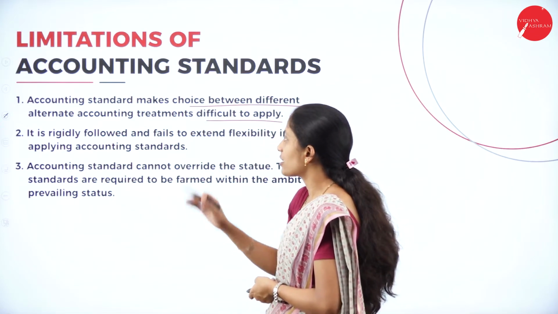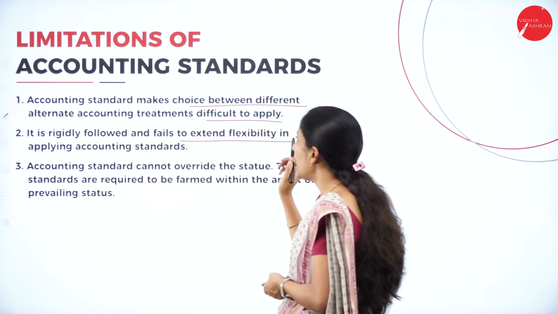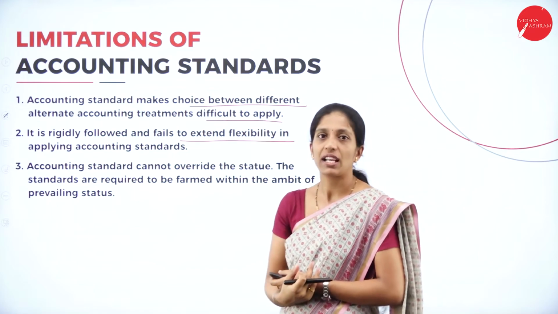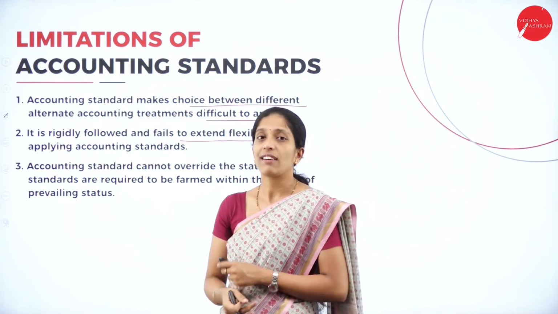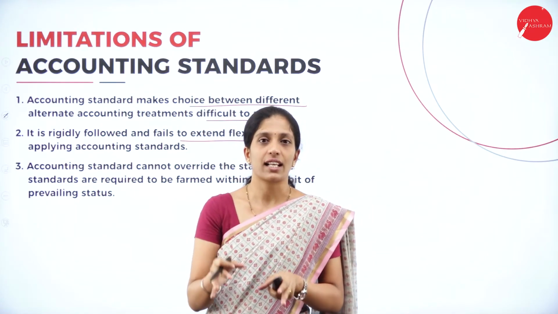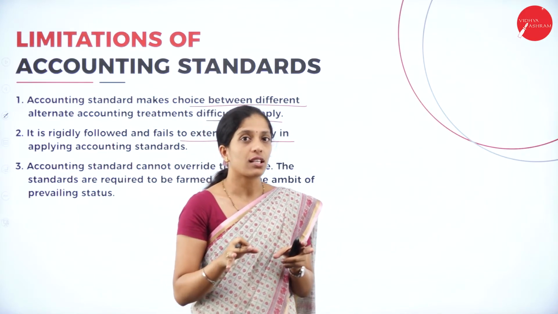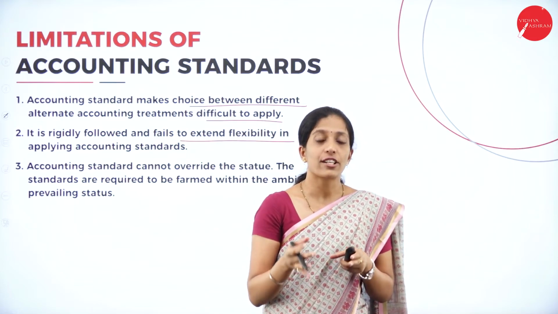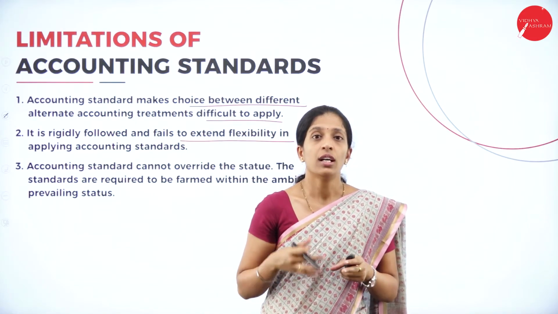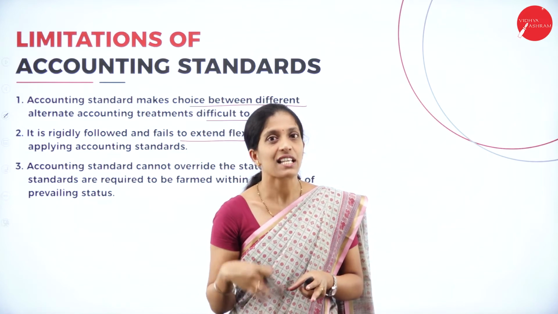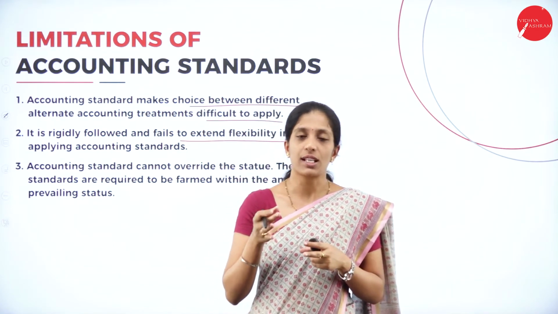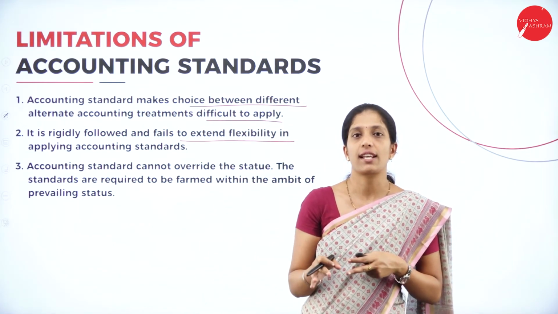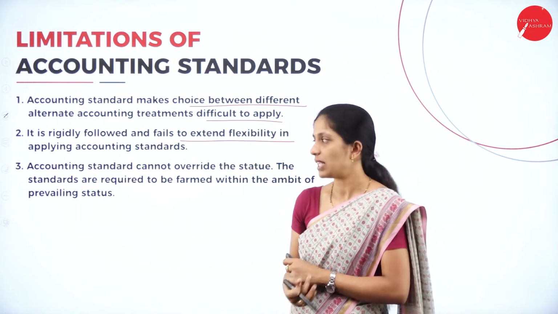Next one is it is rigidly followed and fails to extend flexibility in the applying of accounting standards. So, here flexibility is very less in accounting standards because in accounting standards those principles are set in advance where the organizations have to follow that. So, depending upon the organization type, we cannot change the accounting standard. So, it is very rigid in nature and it lacks flexibility.